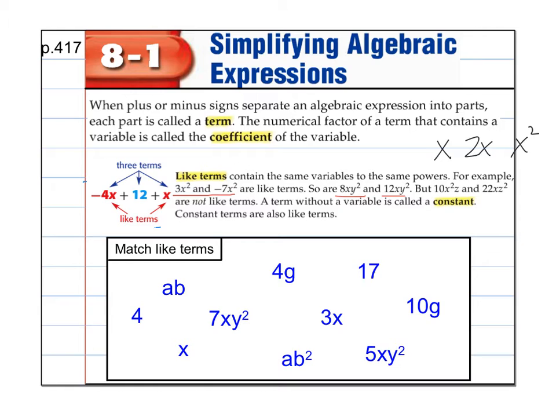A term without a variable is called a constant. So for example, 12 is a constant here. And negative 4 would be called a coefficient. It's the number in front of the variable.